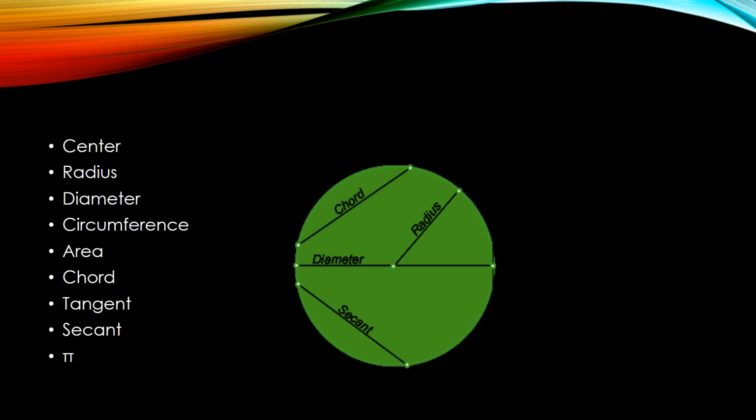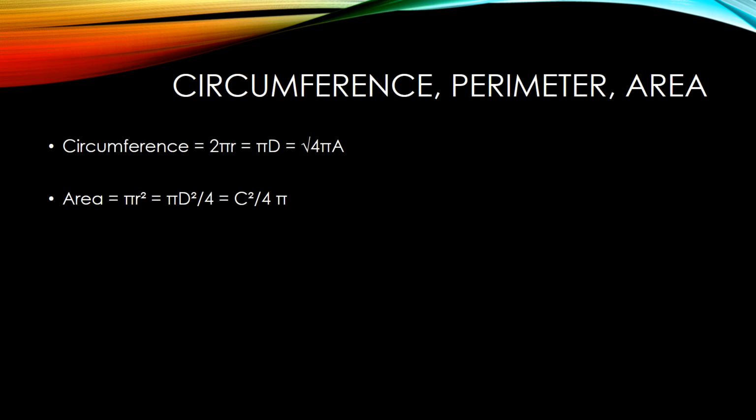Given radius r, the area of a circle can be expressed as area equals pi r squared, where r is the radius of the circle. If you know the diameter d of a circle, the area can be found using the formula area equals pi d squared by 4. If you know the circumference c of a circle, the area can be found using the formula area equals c squared by 4 pi.